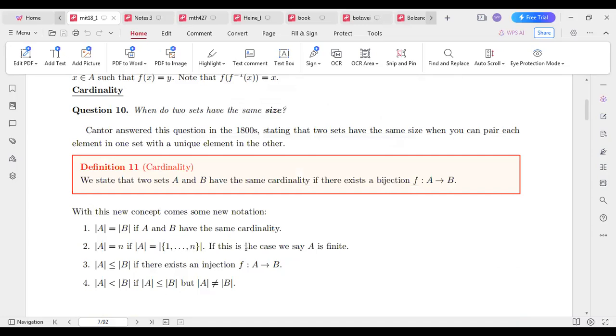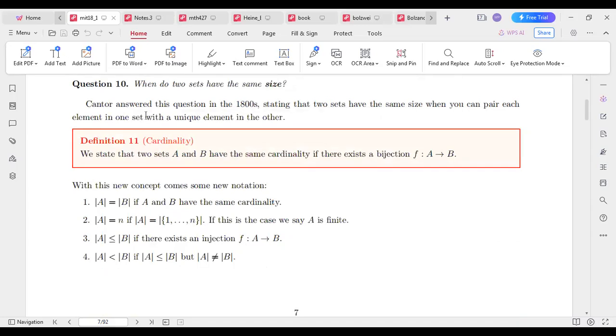So what is cardinality? Cantor answered this question in the 1800s, stating that two sets have the same size when you can pair each element in one set with a unique element of the other. That means, first of all, what is cardinality? We state that two sets A and B have the same cardinality if there exists a bijection function from A to B. Bijection means what? Actually, it is one-to-one and onto.